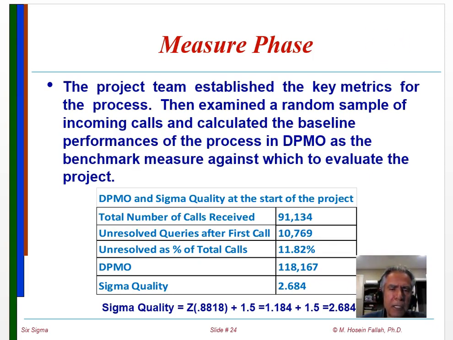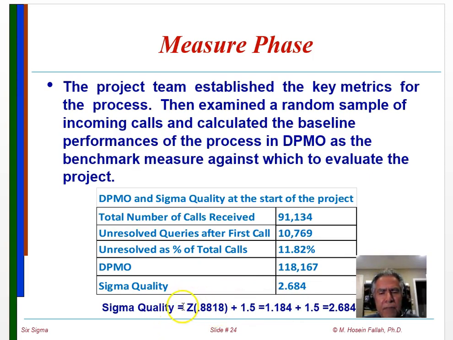Now I have shown that in the table here. The sample data they selected was 91,134 calls, of which 10,769 were not resolved in the first attempt, and that led to 11.82% of those calls, with the DPMO, defects per million opportunities, of 118,167. That corresponds to a sigma quality of 2.684, and I've shown here how to get that number.